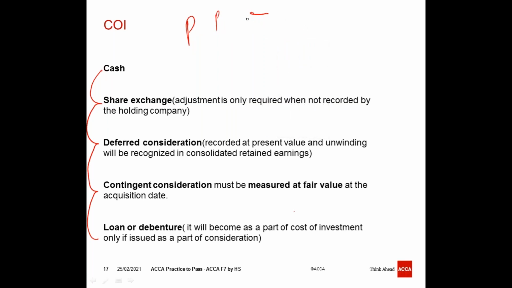So what is the requirement? You should know how to make the accounting entries for this. The cost of investment debit and cash credit. If the question says that the cash consideration has not yet been recorded by the parent. If the share consideration has not yet been recorded, the accounting entry should be the cost of investment debit, share capital and share premium credit.